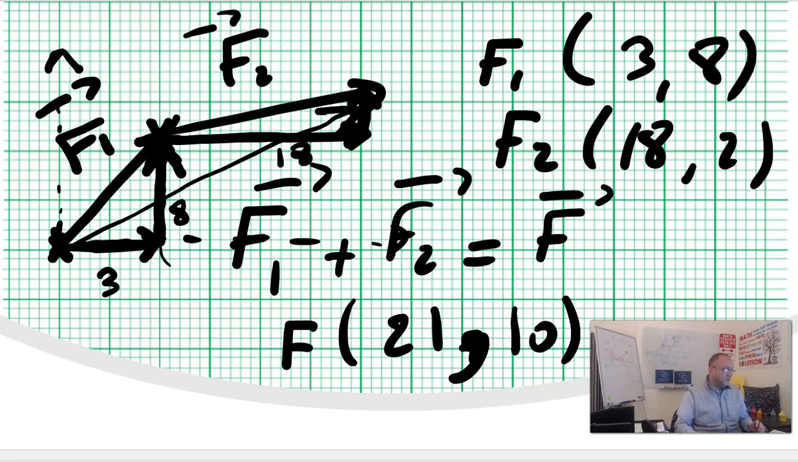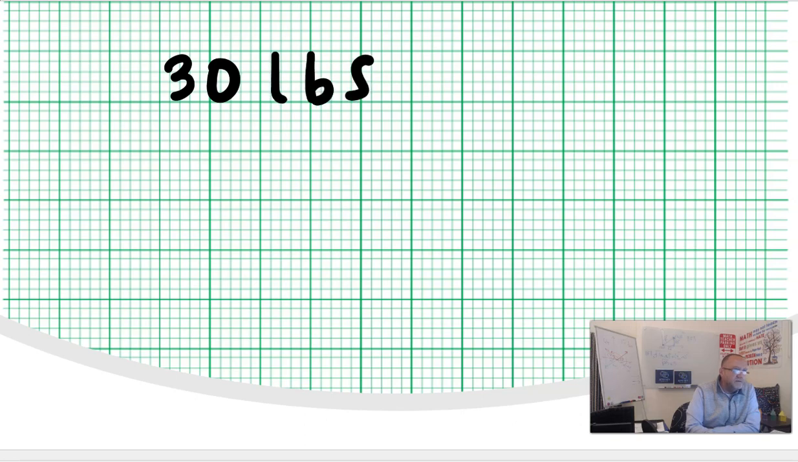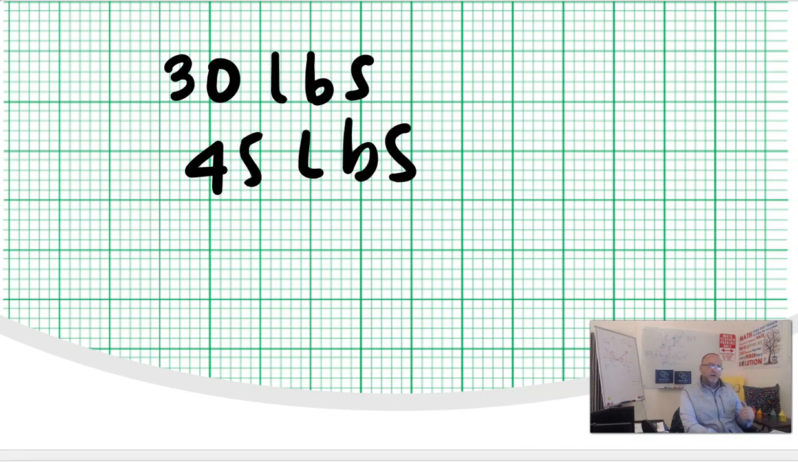Now, let's go to an even, not more difficult, but let's kick it up another notch. Let's say you have two forces again, and instead of using Newtons, let's say pounds. Two forces, 30 pounds and 45 pounds. Okay, and they're acting or exerting on an object with an angle of, let's say 30, 40, let's make it 60. And we want to find the magnitude of the resulting force. So you have a 30 and a 45 pound, okay? So let's say this is like this.